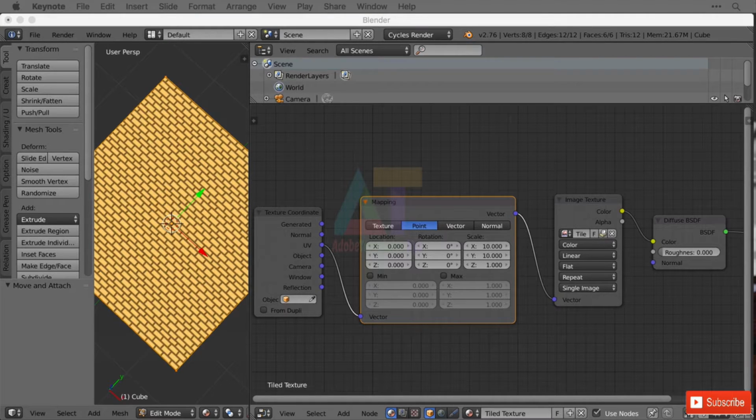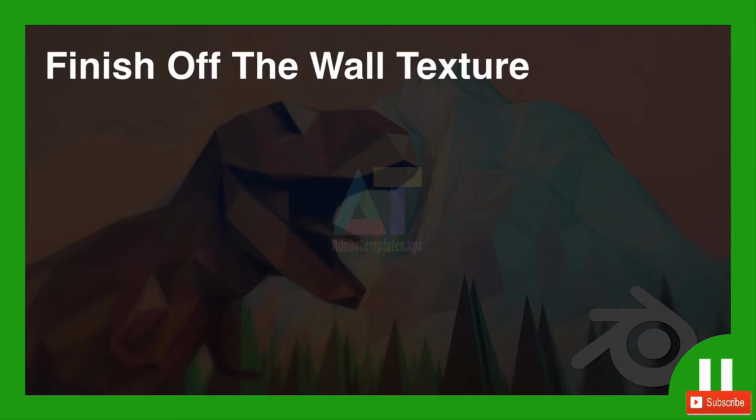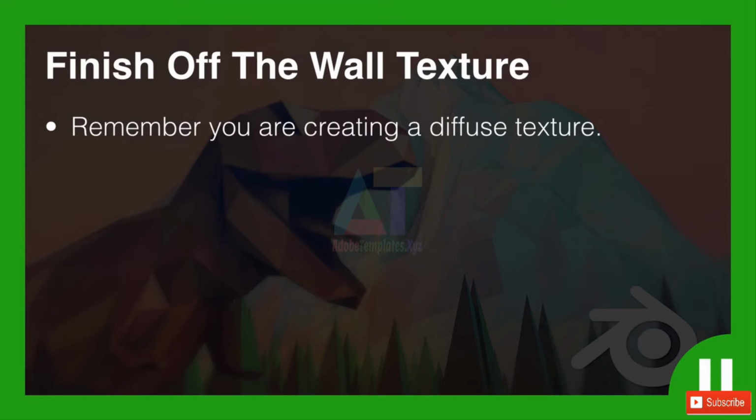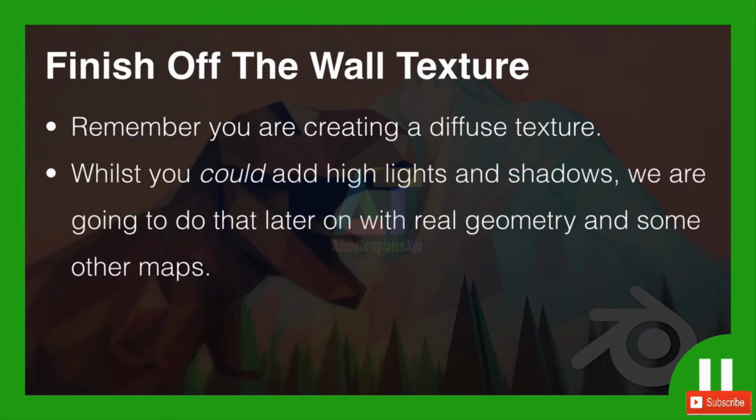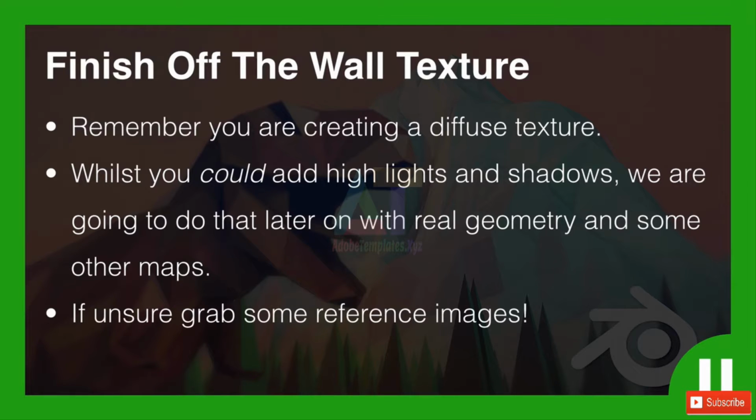Okay, so now you're armed with that knowledge, you've guessed it, it's time for a challenge. I'd like you to finish off the wall texture. Now remember, you're creating a diffuse texture, so whilst you could add highlights and shadows and lots more detail just in this one texture itself, we're going to do that later on with real geometry and some other maps. That will also allow us to control where shadows are, because it will be affected by the lights that are in the scene. Now if you are unsure, grab some reference images.